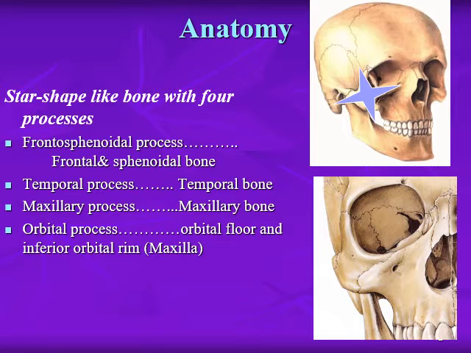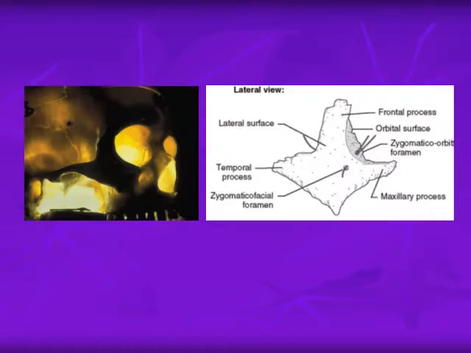The second process is the temporal process of the zygomatic bone that forms the anterior one-third of the zygomatic arch. The third process is the orbital process that articulates with the maxillary bone to form the inferior orbital rim and the inferior orbital floor. And the fourth one is the maxillary process. This is the shape of the zygomatic bone. It is quadrangular in shape.